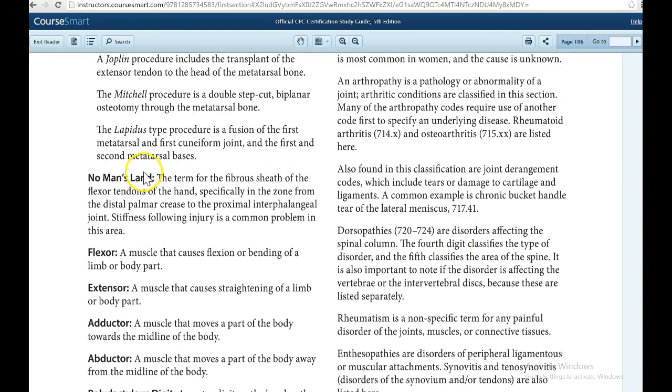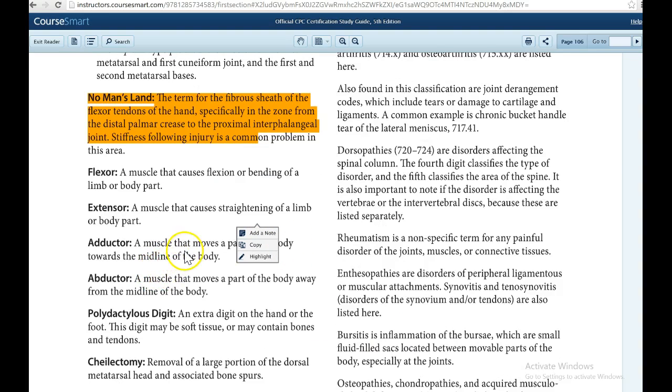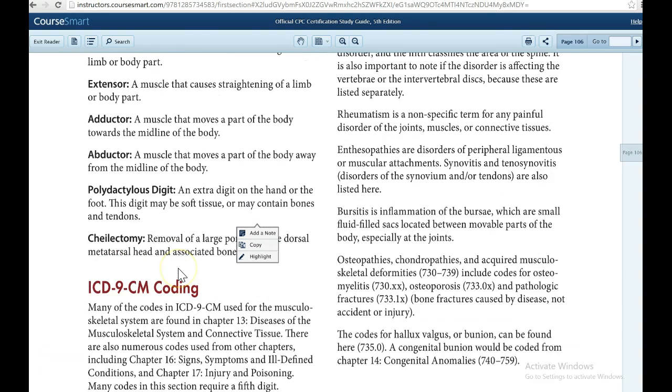No man's land is a term for the sheath of the flexor tendons of the hand, especially in the zone from the distal palmar crease to the proximal interphalangeal joint. Stiffening following injury is a common problem in this area. Know the different muscles: the flexor, the extensor, the adductor, the abductor.